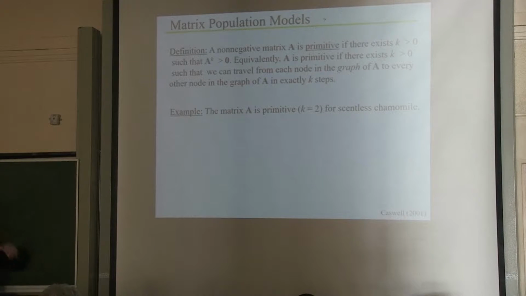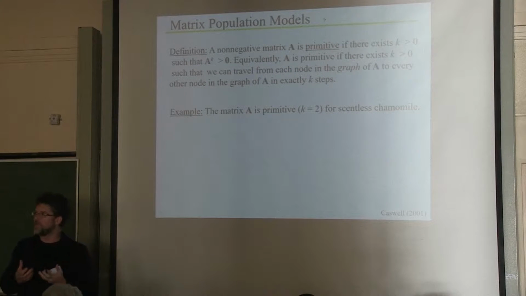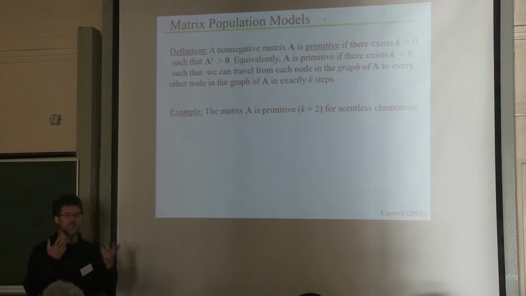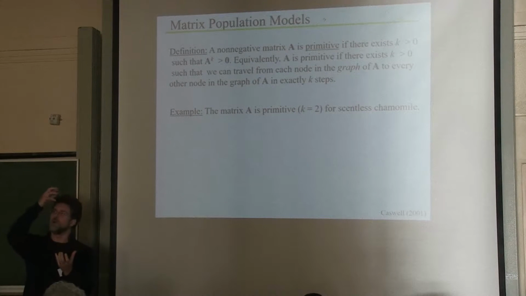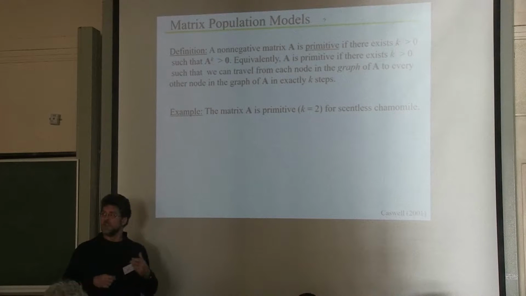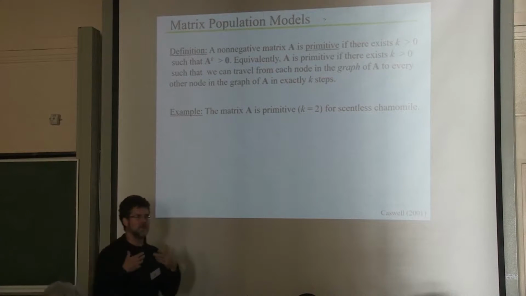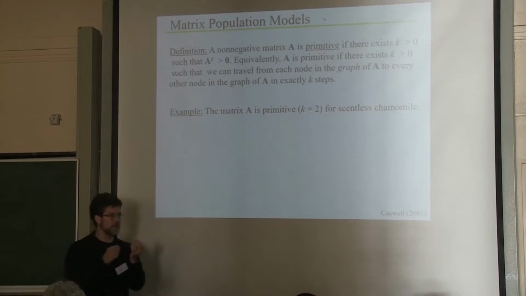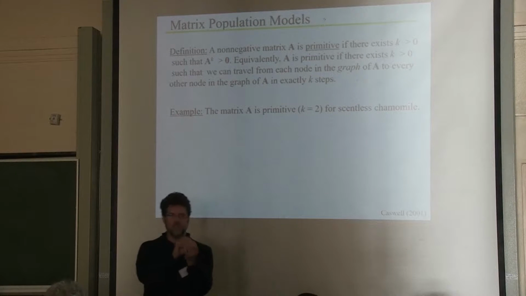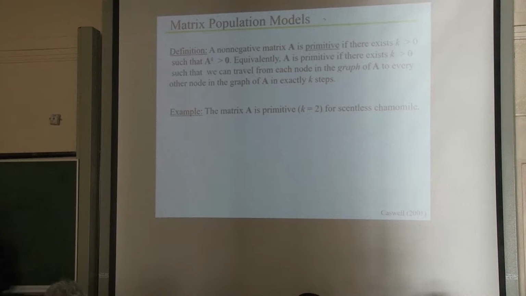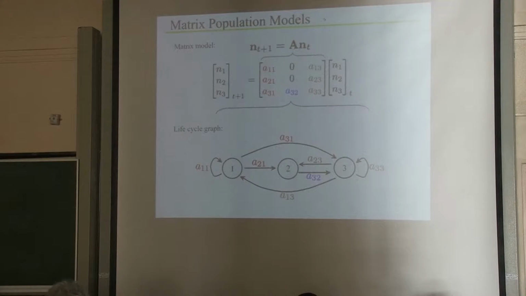So A is non-negative, and it has this other really useful property called primitivity. A matrix is primitive if that matrix raised to some power k is strictly positive in all of its entries. An easier way of saying a matrix is primitive is to look at its graph. A graph related to a matrix is primitive if you can get from every component to every other component in exactly k steps.